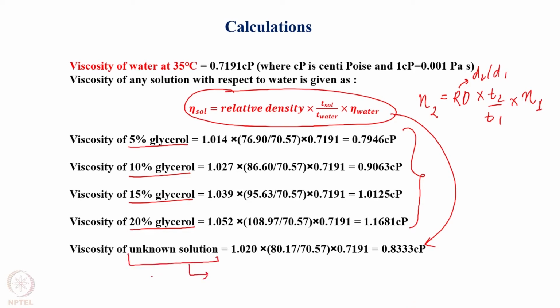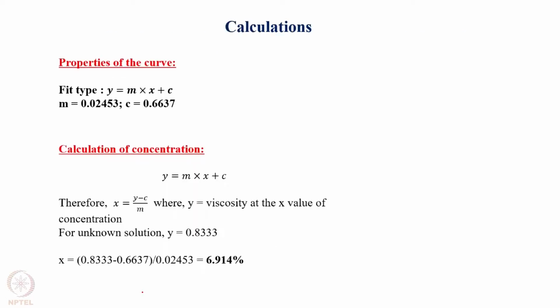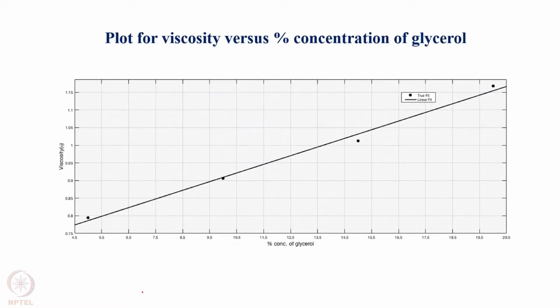So what we need to do to determine the concentration of this unknown solution is to draw a plot between viscosity of the solution versus the concentration of solution. So for different solutions, we can see here that the 5% glycerol solution is here, whose viscosity is marked here. The viscosity of 10% glycerol solution is marked here. The viscosity of 15% glycerol solution is marked here, and the viscosity of 20% glycerol solution is marked here.